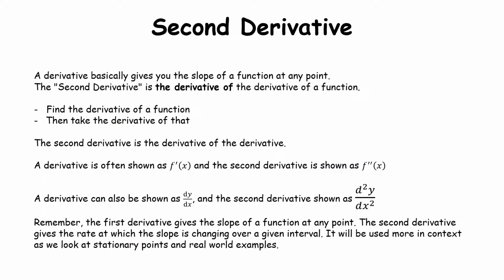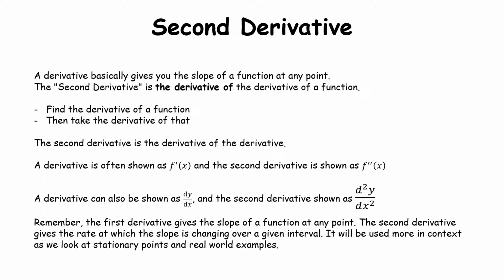So now let's talk about the second derivative. A derivative basically gives you the slope of a function at any point. And the second derivative is the derivative of the derivative function. So what we're going to do is first find the derivative of a function and then take the derivative of that. So it's the derivative of the derivative.